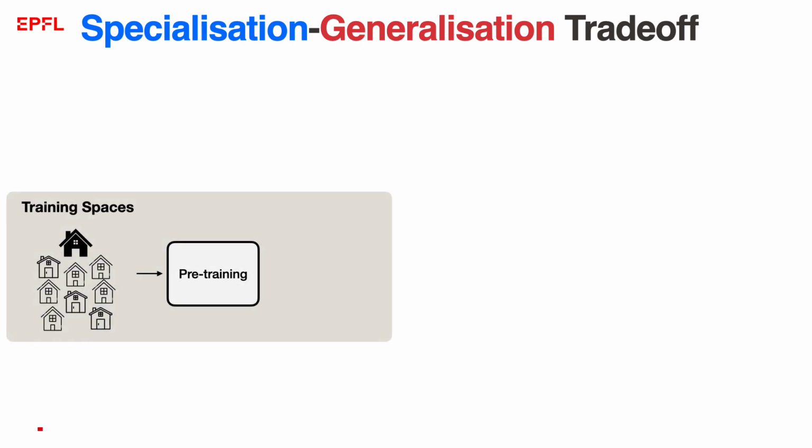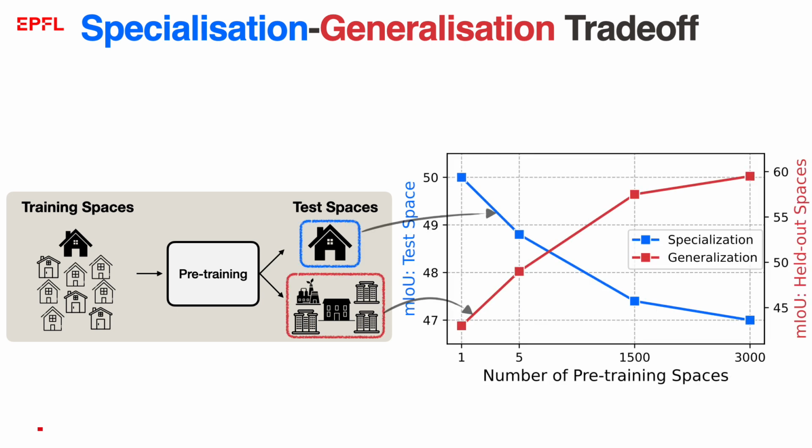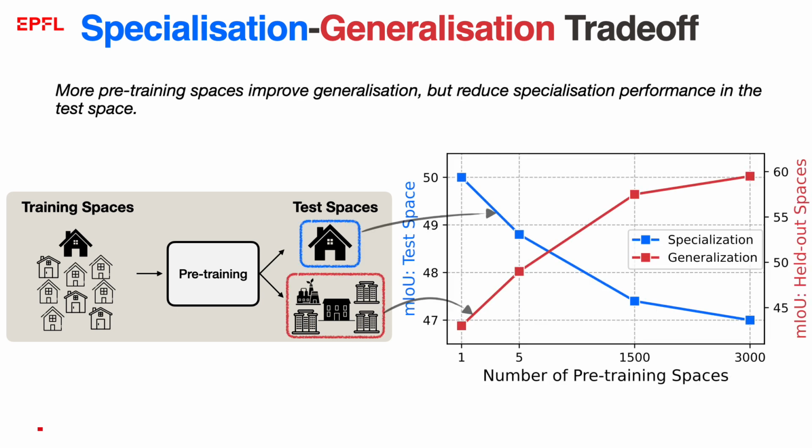Next, to the specialization-generalization trade-off. For this experiment, we start with a large set of spaces, which also includes our test space. We train on an increasing number of spaces, and evaluate it on two scenarios. The test space, which measures specialization, and a set of held-out spaces, which measures generalization. We find that this reveals a trade-off, where as we increase the number of pre-training spaces, generalization as expected improves, but specialization to the test space is hurt.